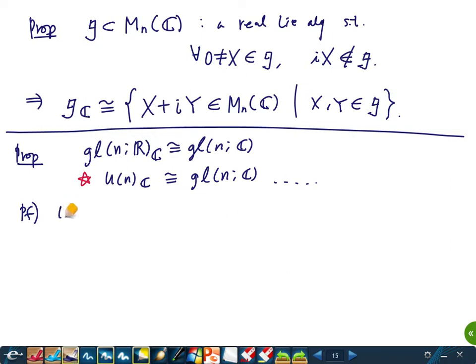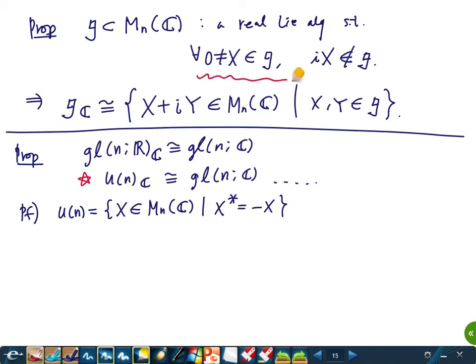So what is u(n)? This is the Lie algebra of the unitary group, and I don't think I've written this down, but this is the set of all matrices such that X star is equal to minus X. That's it. Now we want to find the complexification of this. But in order to use this proposition, we have to have this condition. If this is not true, then we cannot use this proposition, obviously.